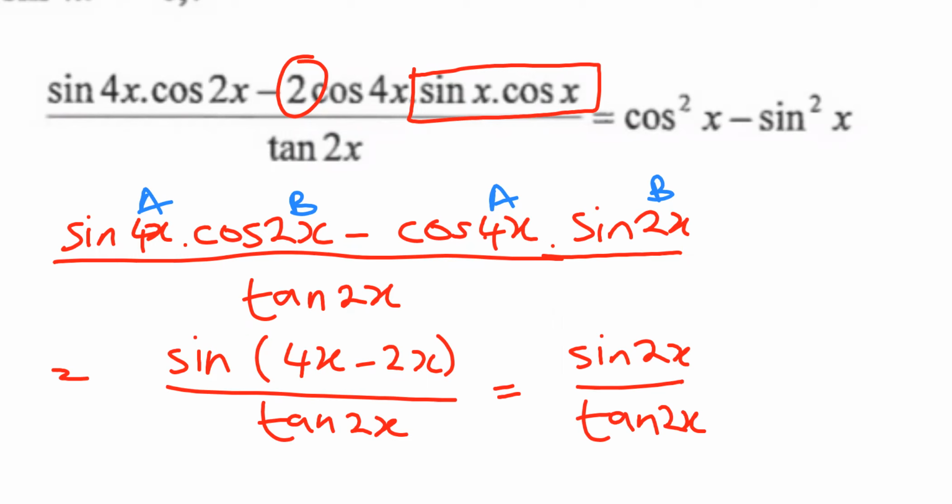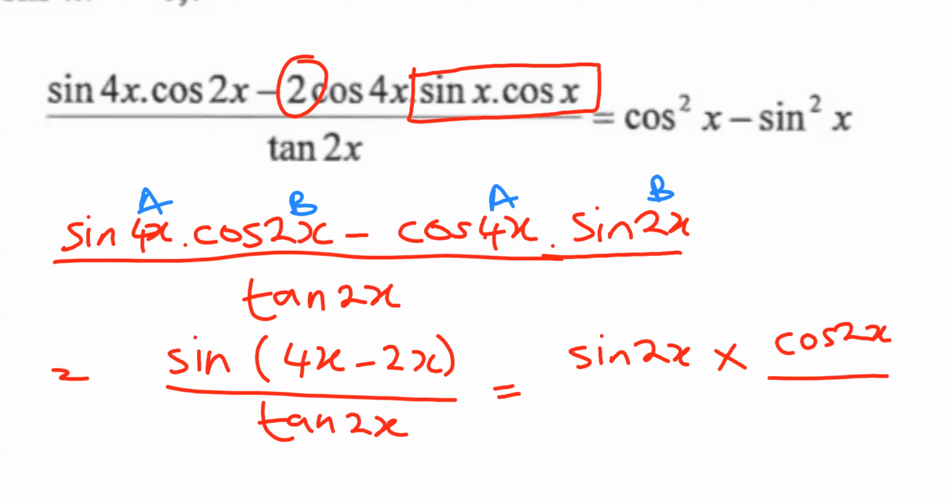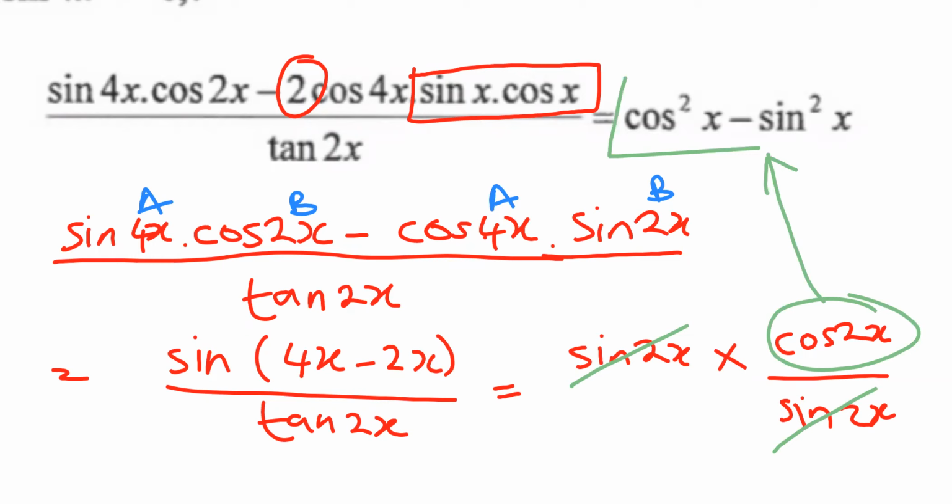Actually, instead of dividing by tan 2x, why don't we multiply by the inverse of tan? So if tan 2x is equal to sine over cos, this is equal to cos over sine. So cos 2x divided by sine 2x. Because in doing this, that sine 2x cancels with this sine 2x, and you're left with cos 2x, which is equal to this right-hand side. The identity for cos 2x is cos squared minus sine squared.